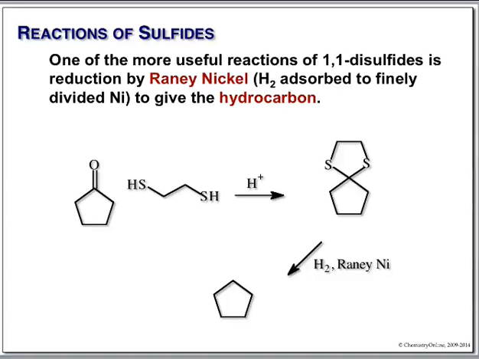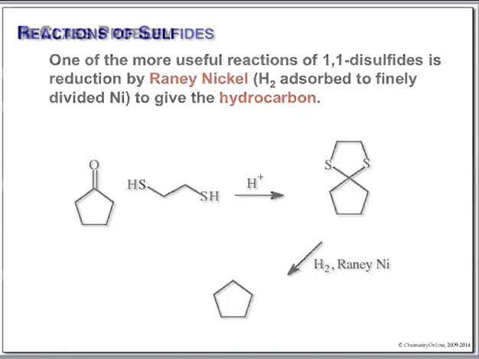you can reduce this with Raney nickel. Raney nickel is just a simple reducing agent. It's hydrogen and finely divided nickel. This goes smoothly to get rid of your carbonyl and give you just the alkane. So it's a neat way to get rid of the carbonyl. It also makes it very unreactive if you were doing like a Grignard or something like that. But again, we'll talk about ketals in the next chapter.